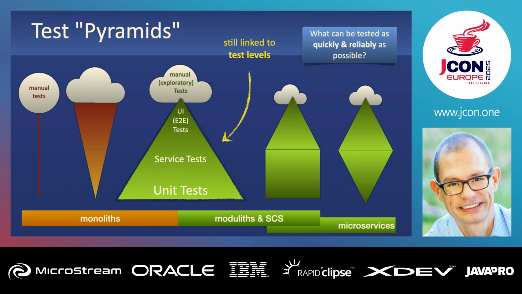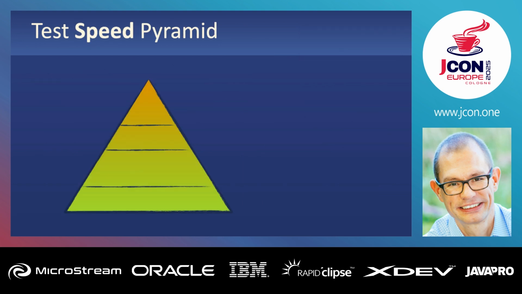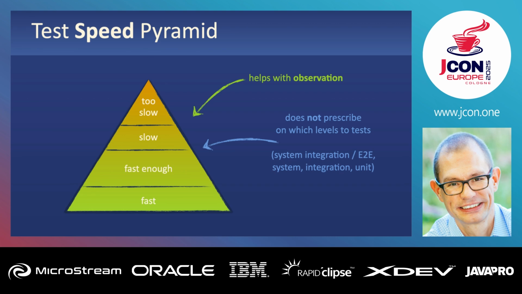This is why I came up with another model, and other people as well. I wasn't the first one to think about the test speed pyramid, but it helped me think differently about tests. Like have a lot of fast tests at the bottom, then we have fast enough tests, which might be pretty good. Then we have slow tests, which are still okay, and we have too slow tests, which we don't want. And this helps us with observing the behavior of a system. It doesn't tell us how to test or where to test, it just helps us observe the behavior of a system, and then we can take deliberate action.